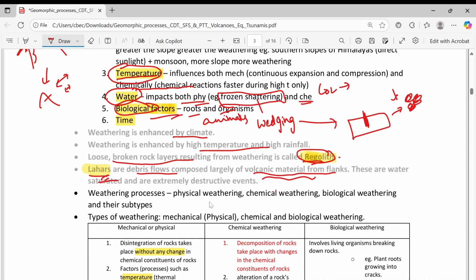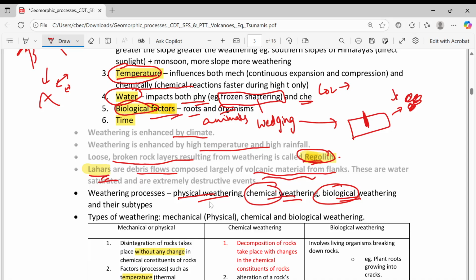Then weathering is again three types: physical weathering, chemical weathering, biological weathering. Biological means organisms, plants, animals, microorganisms. They will change the nature of the rock. They will break the rock. They will make the rock undergo weathering.